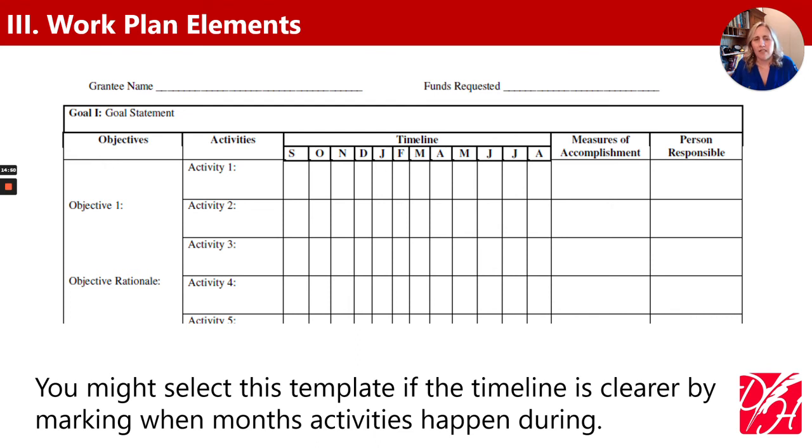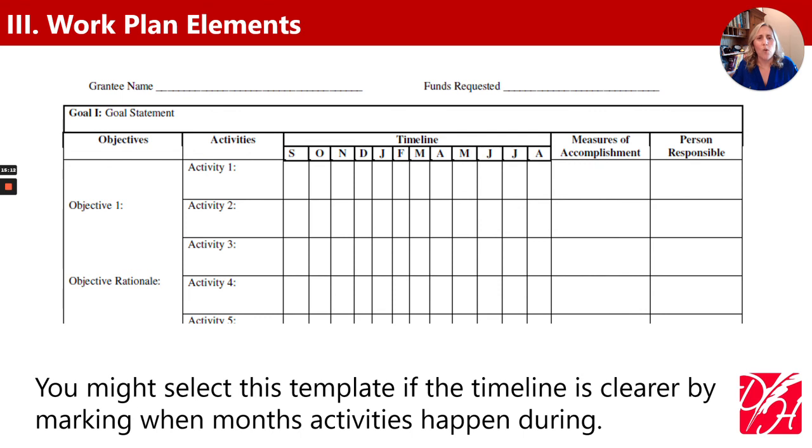If your activities were mostly happening on a similar cadence, mostly monthly or mostly bi-weekly, if there wasn't a lot of variation across the types of activities with the timelines, that first example with the text-based timeline answer may have been acceptable.